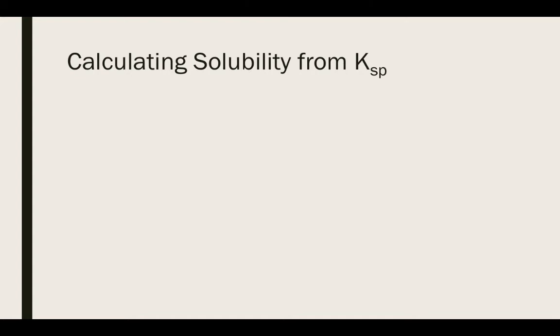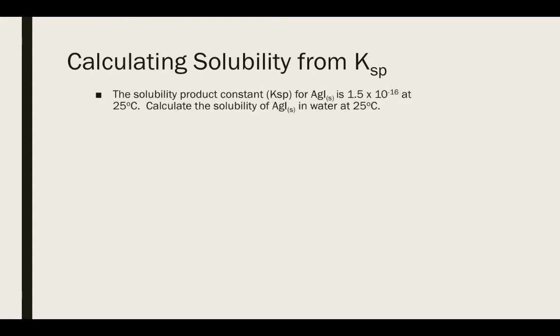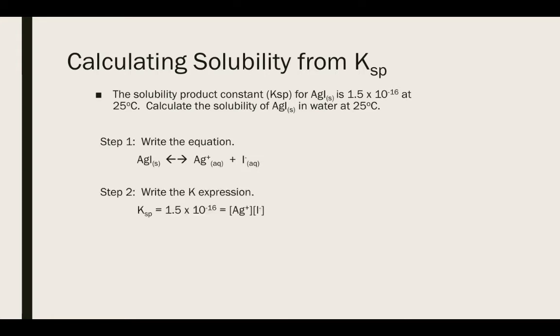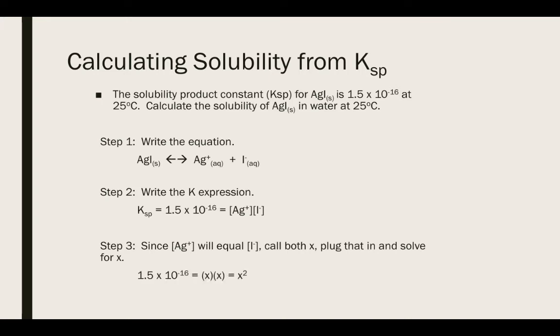Now let's go the other way and try calculating solubility from KSP. Here we're told that the KSP value for silver iodide is 1.5 times 10 to the negative 16th at 25 degrees Celsius, and we're asked to calculate the solubility. We're going to again start by writing the equation and then writing our K expression. However, now we actually know the value for K, so we can go ahead and plug that in. Since we know that silver and iodide exist in a 1-to-1 ratio, we know they'll be equal to each other. Therefore, I'm going to call each of them X. This gives us the following expression.